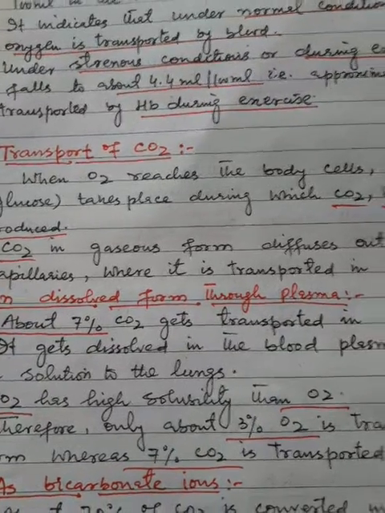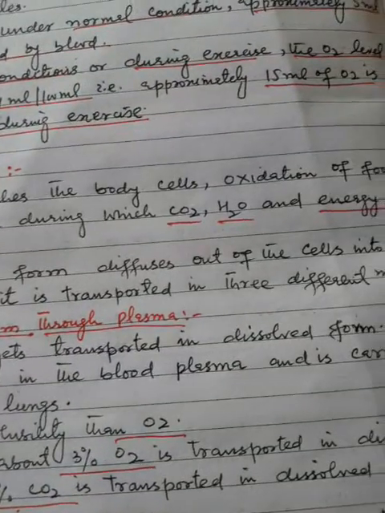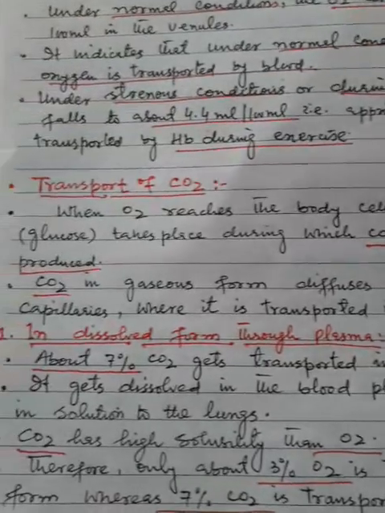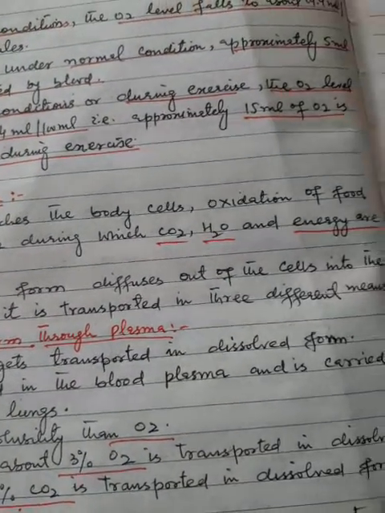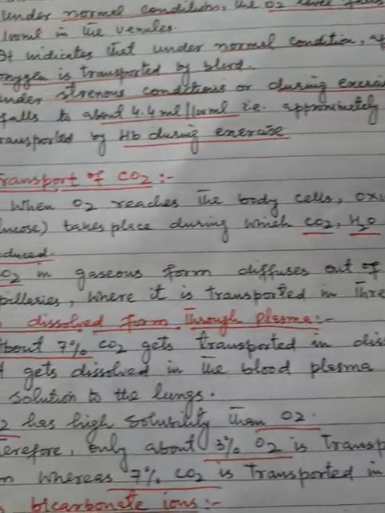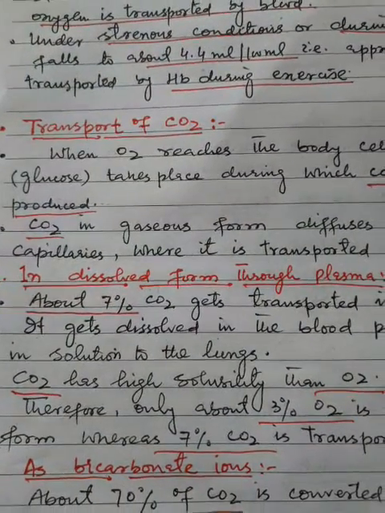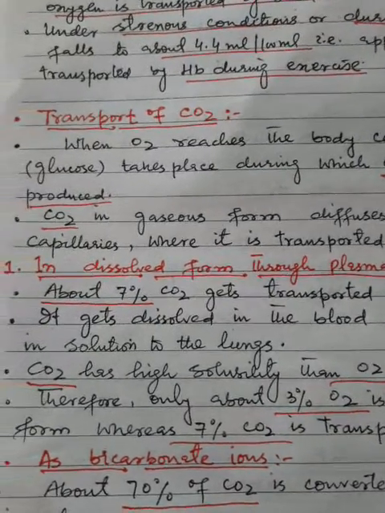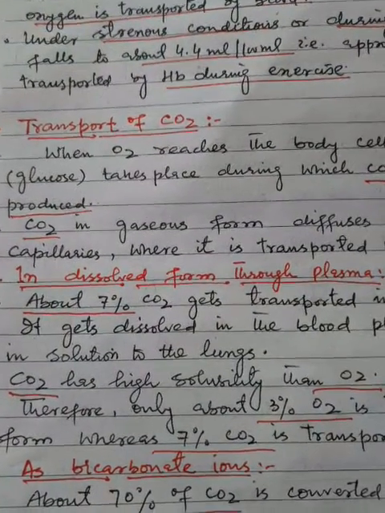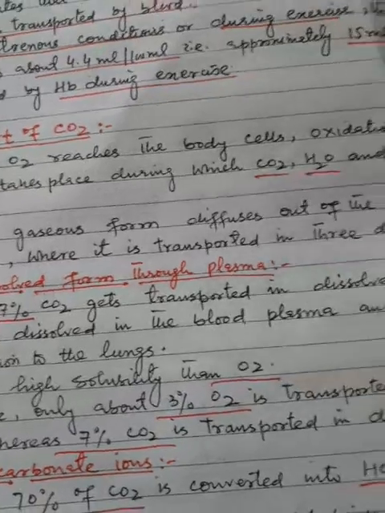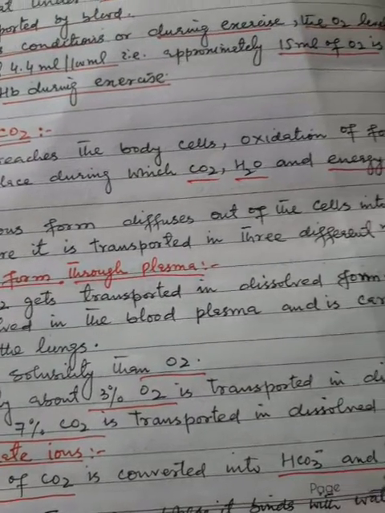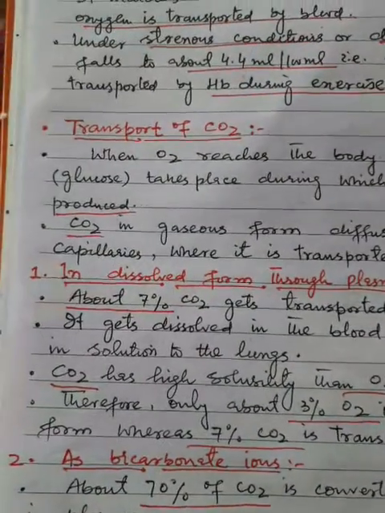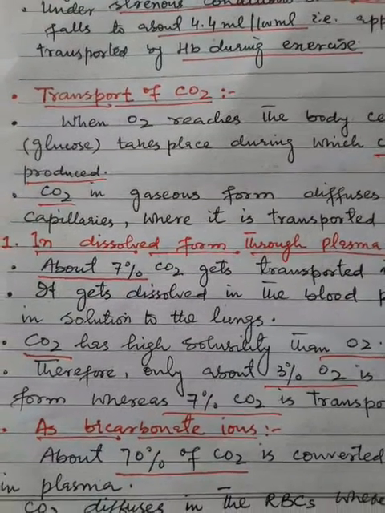Carbon dioxide in gaseous form diffuses out of the cells into the capillaries, where it is transported by three different means. Number one, in dissolved form through plasma. About 7% carbon dioxide gets transported in dissolved form. It gets dissolved in the blood plasma and is carried in solution to the lungs.